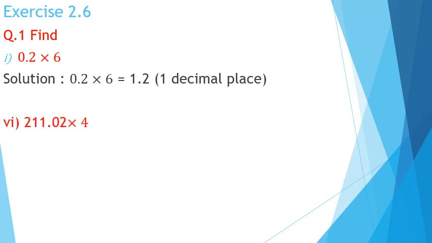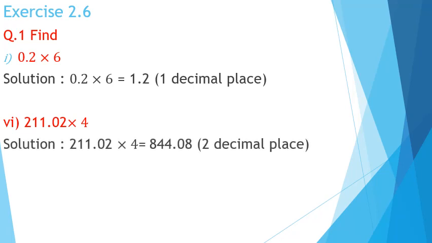Next question, question number 6. 211.02 multiplied by 4. This is also one digit multiplication. You can treat 211.02 as 21,102 multiplied by 4. Find the answer and then put the decimal point. So we are getting 844.08.